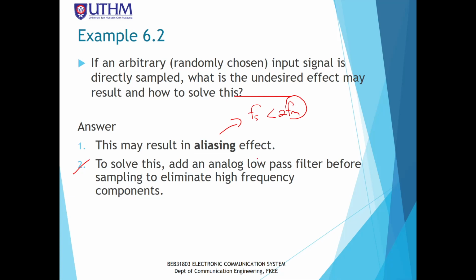So low pass filter will select low frequency signal. Okay, we'll select a low frequency signal to make sure that the higher frequency signal is not passed through the system. So if we only select a low frequency signal, we can eliminate the potential of aliasing effect in the system.